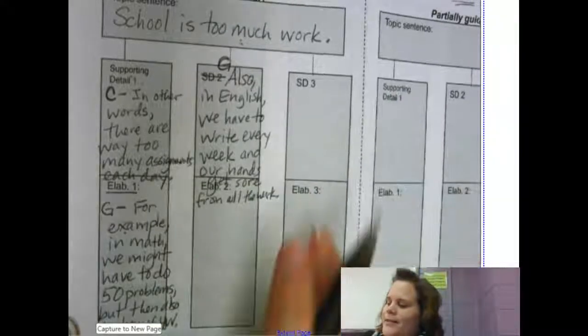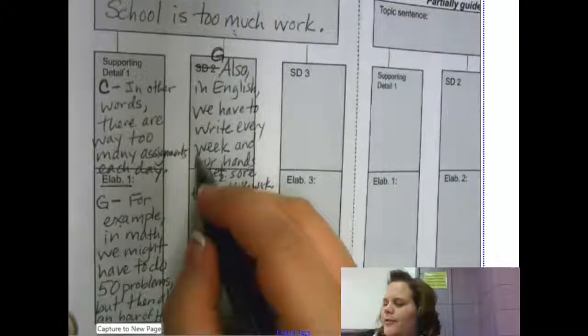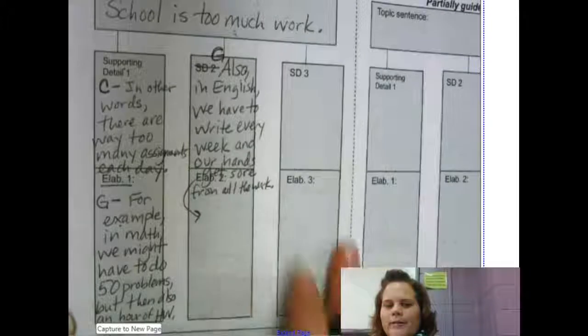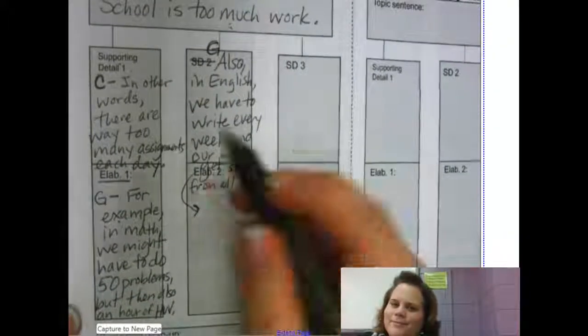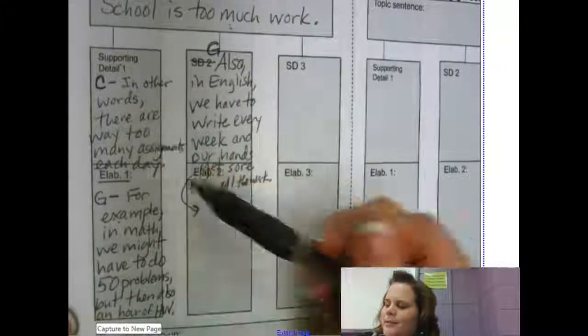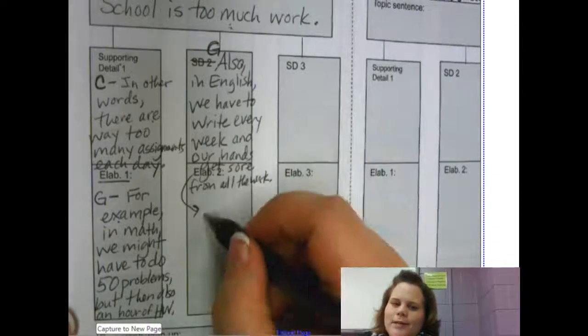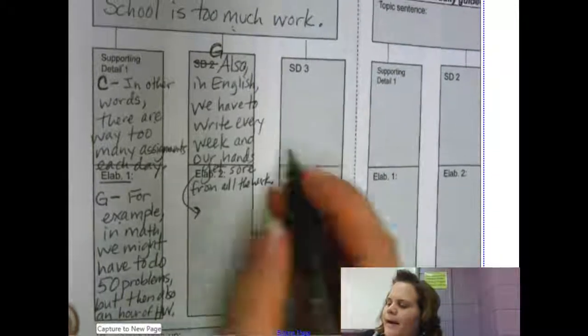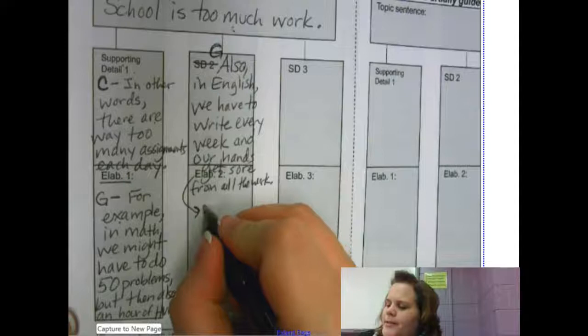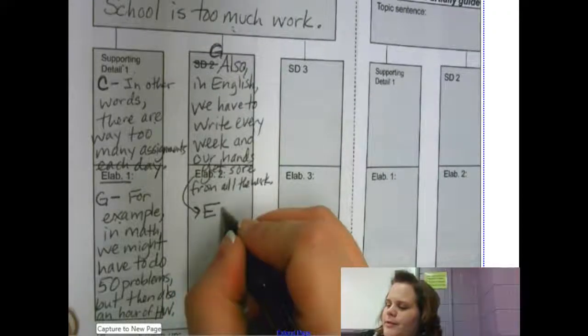Yeah, right. But anyway, our hands get sore from all the work. Now we need another elaboration. At this point, we probably don't need to clarify what hands get sore means. But could we start kind of thinking of an experience? I want to think of another experience. I'm going to say experience of others.